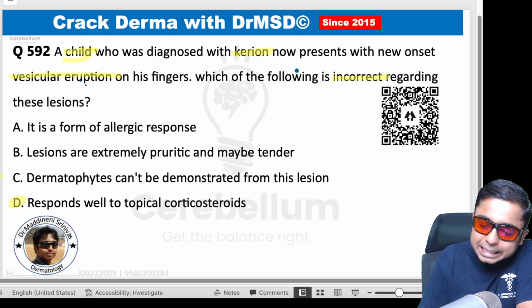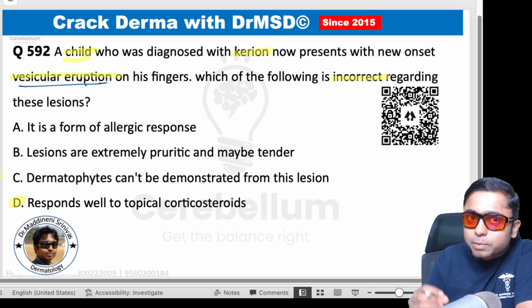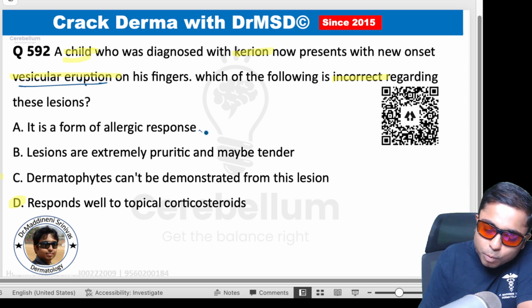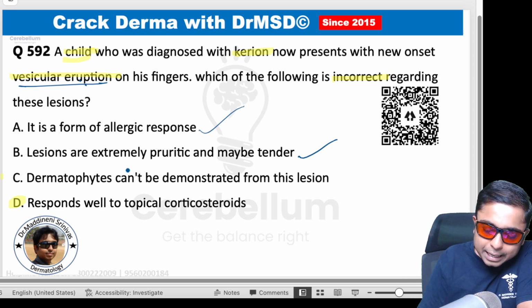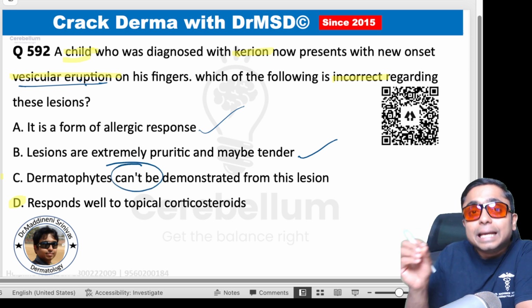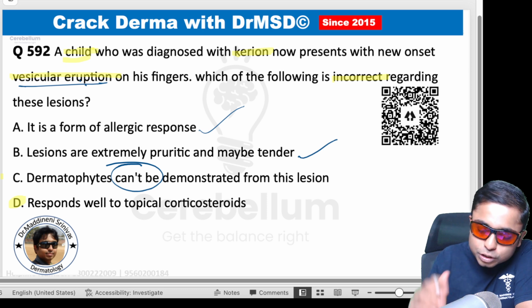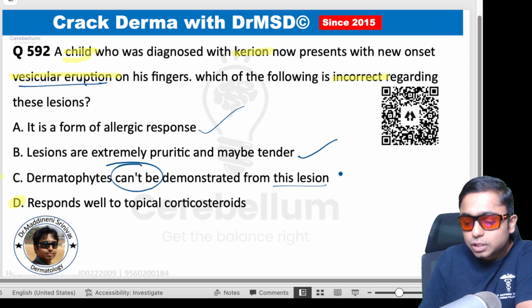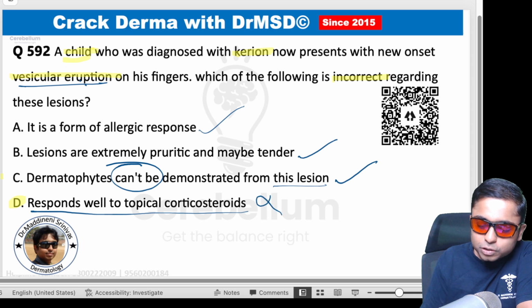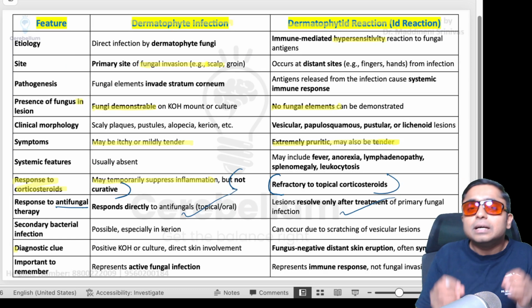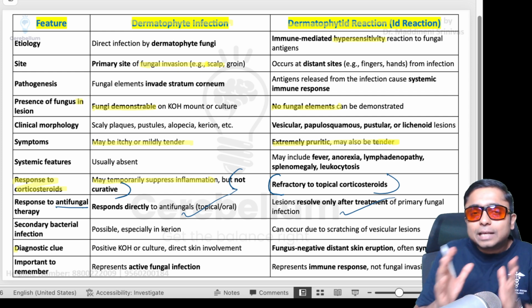So you can see the new vesicular eruption is the dermatophytid eruption. It is a form of allergic response, absolutely correct. Lesions are extremely pruritic and may be tender, absolutely correct. And dermatophytids are not going to be demonstrable from the lesion, absolutely correct, because it is an allergic response. And responds well to topical corticosteroids, this is a false statement. In both these conditions, the treatment is going to be with the antifungals, topical as well as oral.